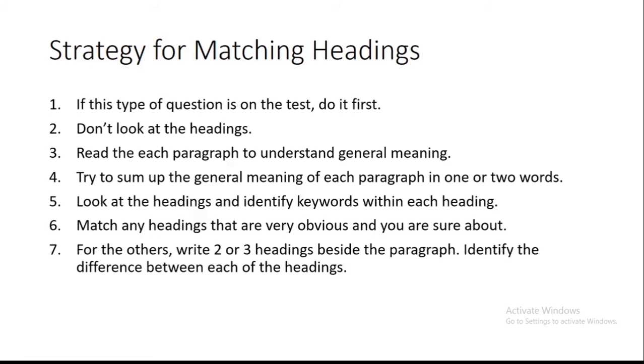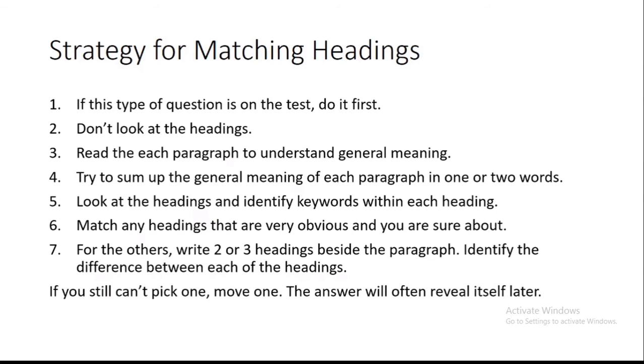For the others, write 2 or 3 headings beside the paragraph. Identify the difference between each of the headings. So let's say, for example, you look at 2 headings and 2 of the headings are very, very similar. Just jot those headings down beside the paragraph. You can do it in shorthand, you could write out the full thing, and then look at the paragraph and compare what you think the heading should be with those 2 headings, and then you'll be able to pick one with confidence. If you still can't pick one, move on.